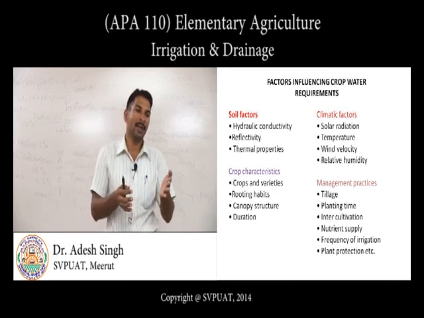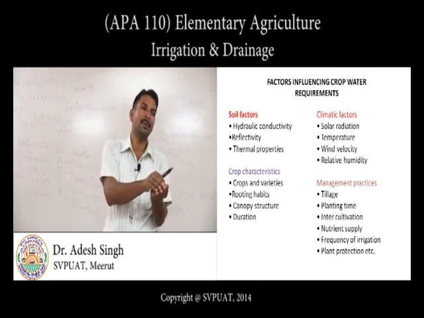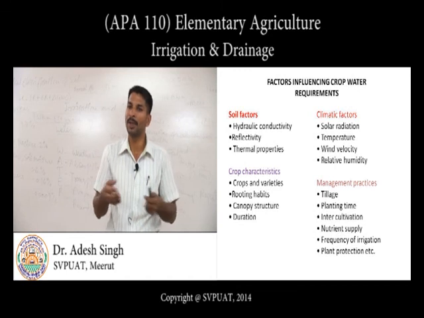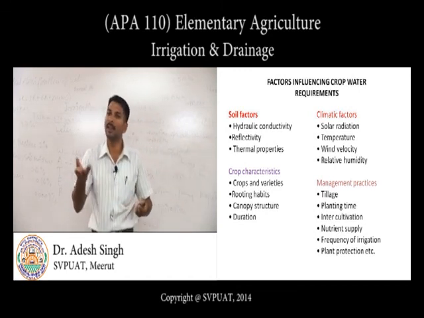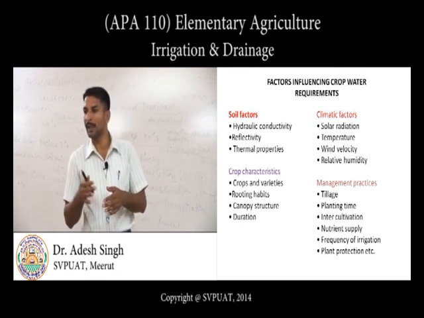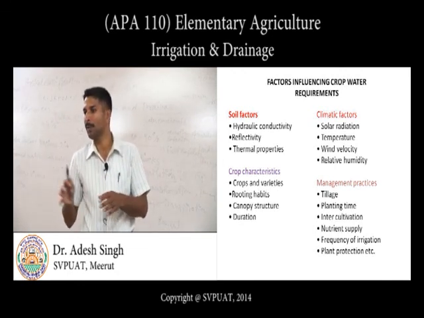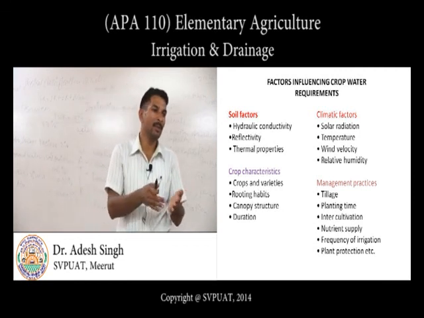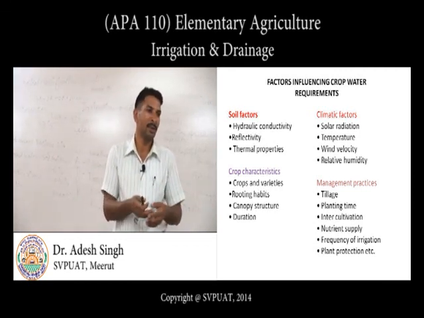Another is hydraulic conductivity. Hydraulic conductivity means whatever total heat is received by the soil particles can vary. For example, sandy soils have more hydraulic conductivity as compared to clay soils. Likewise, certain management factors can also influence the water requirement of a particular crop. For example, if there is tillage, or if the weed population is more, then the water requirement is obviously more.